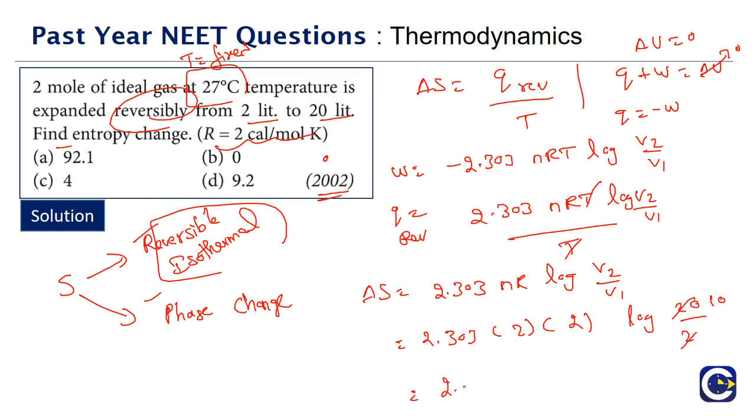So this is 2.303 into 4, and log 10 is 1. So 4 into 2.303 will be approximately how much? 9.2, and it will be in terms of the units of calorie. What is the answer for this? It is option D. It's a straight question.